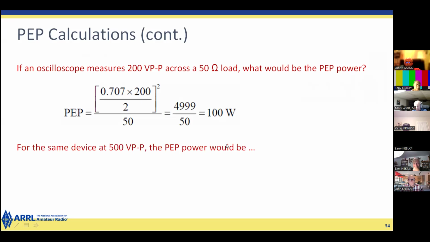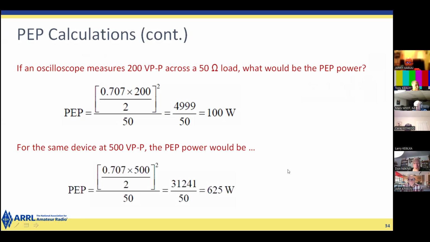For the same device at 500 volt PEP, oh, this was 200 volts, so we want to go up to 500 volts. What would it be? And the answer is, well, 625. Guess it's not an even multiple, eh?